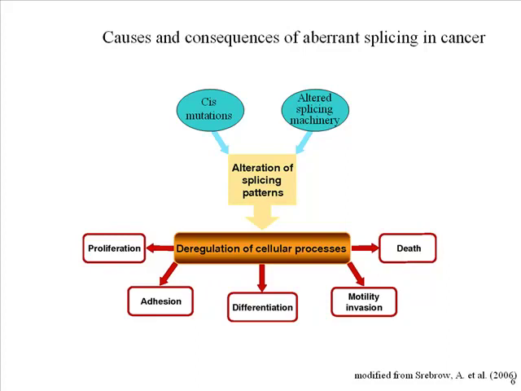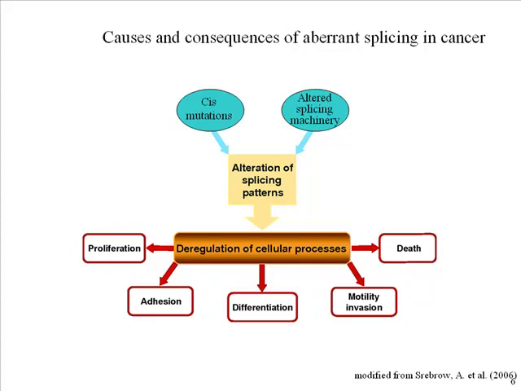So you may have mutations in cis regulators, in those regulatory sequences, or you can alter the components of a splicing machinery, such as knock out one of the splicing regulatory proteins. And this results in aberrations of splicing. It can have a massive effect.